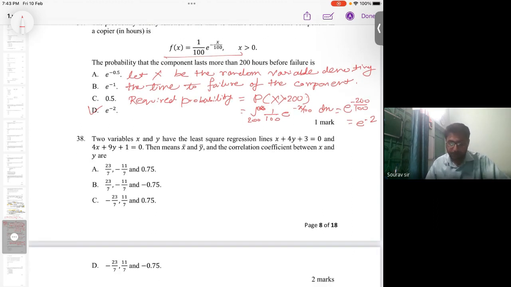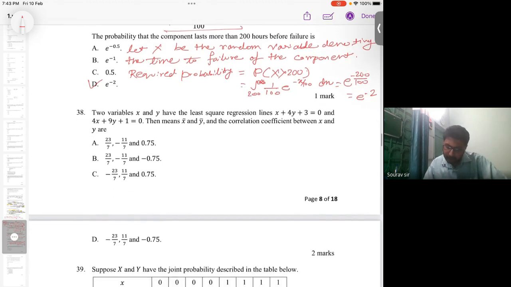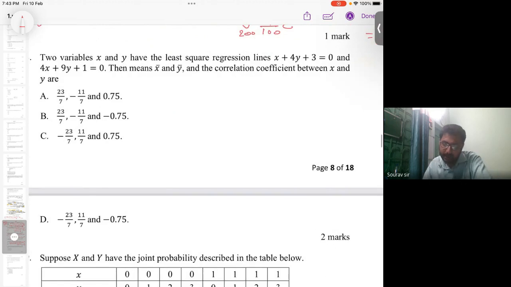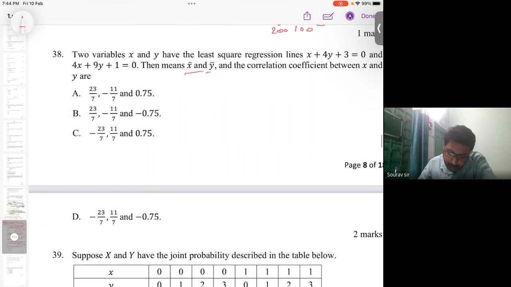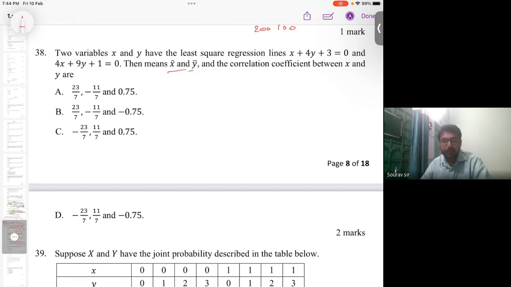It's a lengthy question. Here they have asked that the two variables X and Y have the least square regression lines x plus 4y plus 3 is equal to 0, and 4x plus 9y plus 1 is equal to 0. Then the means x bar and y bar and the correlation coefficient between x and y are. So we have to find out the correlation coefficient between x and y.